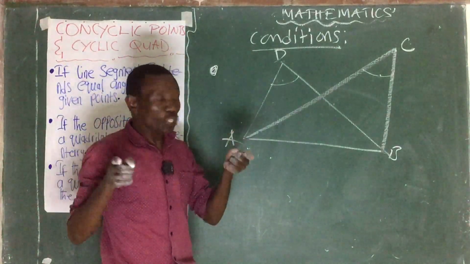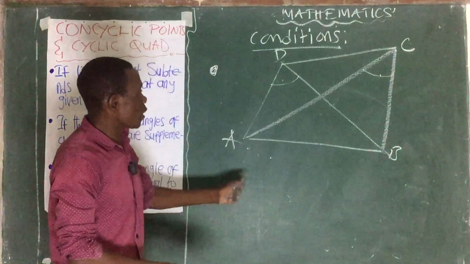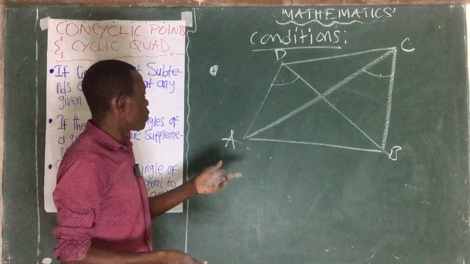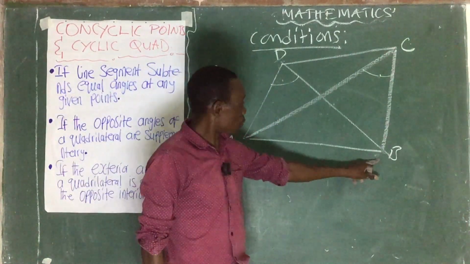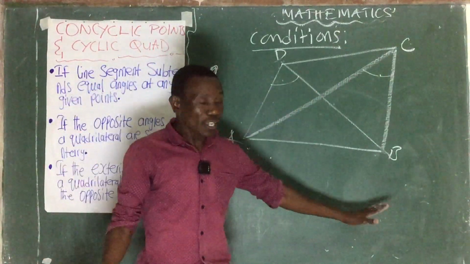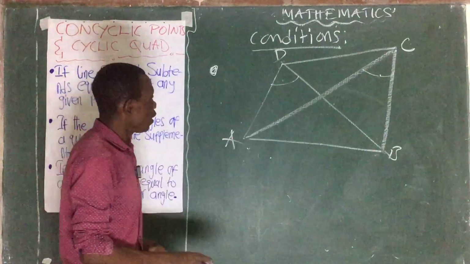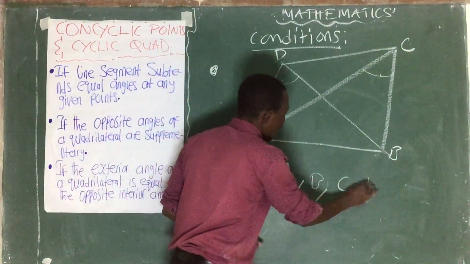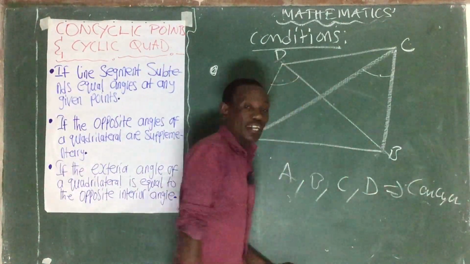Then, if we join D to C like that, what we have there is a quadrilateral. It's a four-sided polygon, which will be described as quadrilateral A, B, D, C. So now, I make that this one is equal to that one. Then definitely, this quadrilateral must be what? Cyclic. Right. And then the related points A, B, C, and D must be what? Concyclic. That's what we're discussing here.